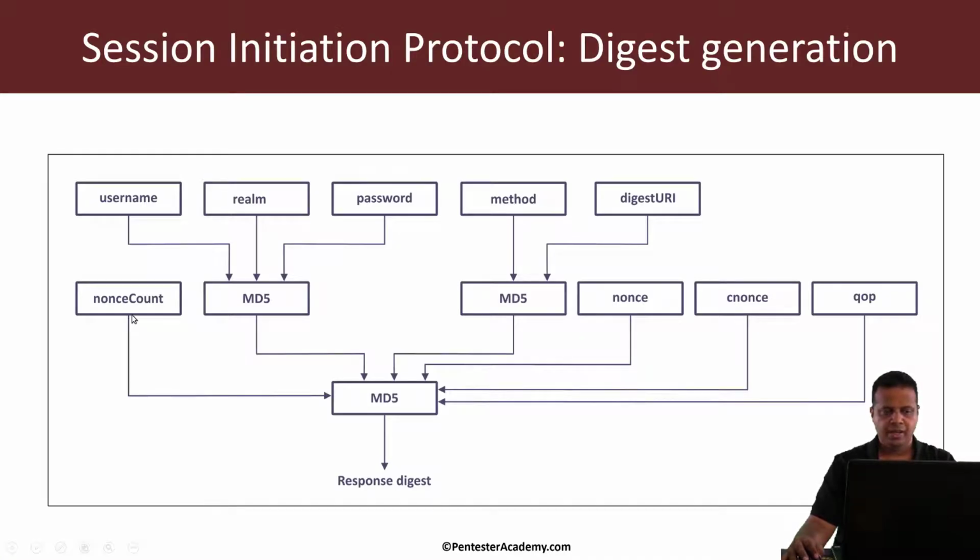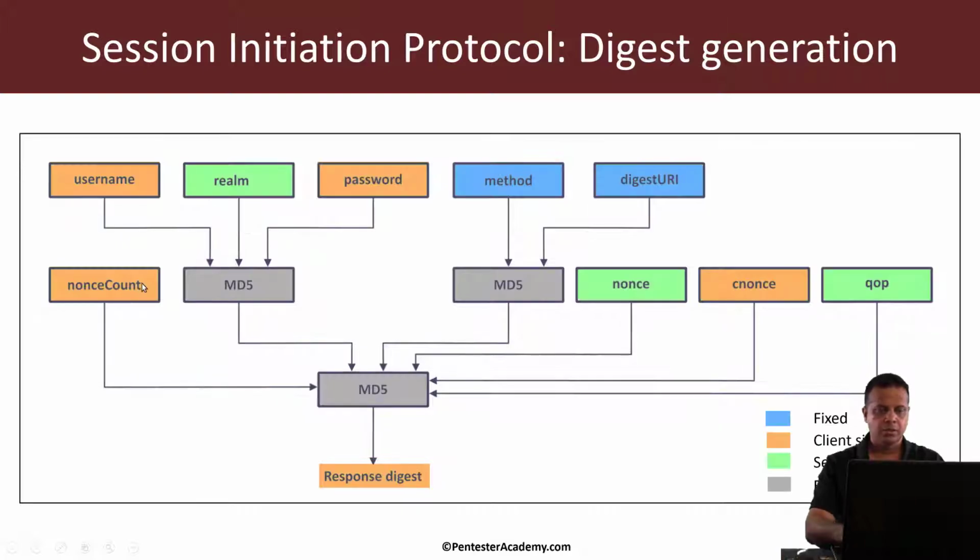And you also have the nonce count. Already seen that. So how is this digest response being calculated? So here is what is happening. The client now takes the username, the realm, and the password, creates an MD5 hash. Then additionally, an MD5 hash is created of the method and the digest URI. And then the nonce count, the first MD5 hash, the second MD5 hash, along with the nonce, cnonce, and QOP, again go through an MD5 hashing algorithm to create the response digest value.